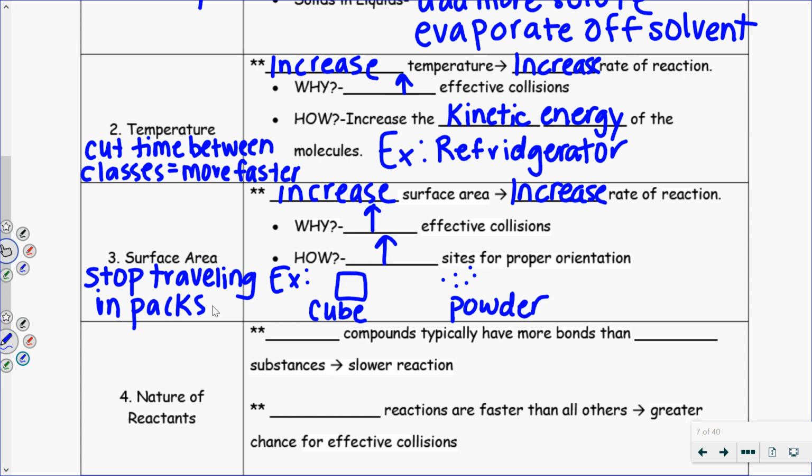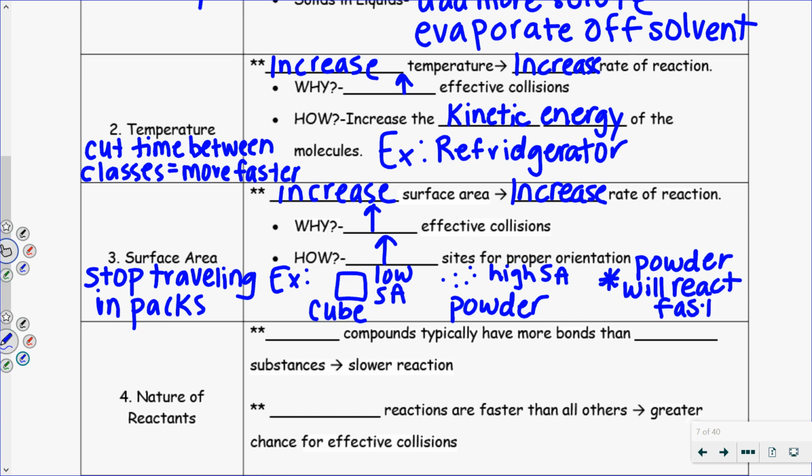The cube is going to react slower because it has a low surface area. More of the crystals are contained within the inside. The powder, on the other hand, is going to react faster because it has a high surface area. So powder will react faster. So that's an example of how increasing the surface area increases the rate of reaction. So a powder is going to react faster than a cube. All right.